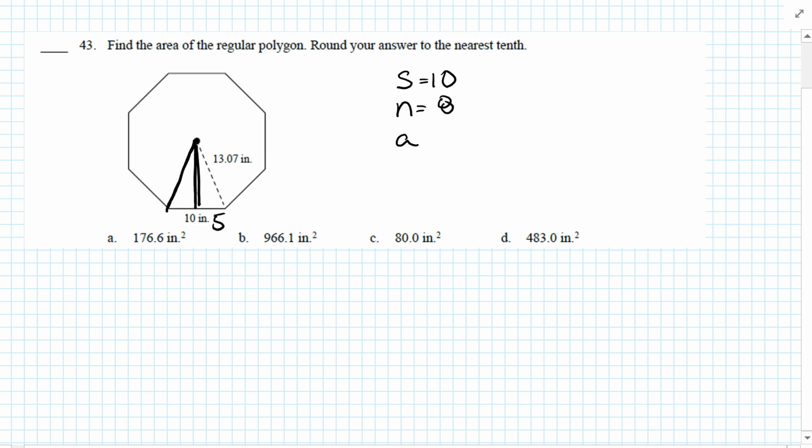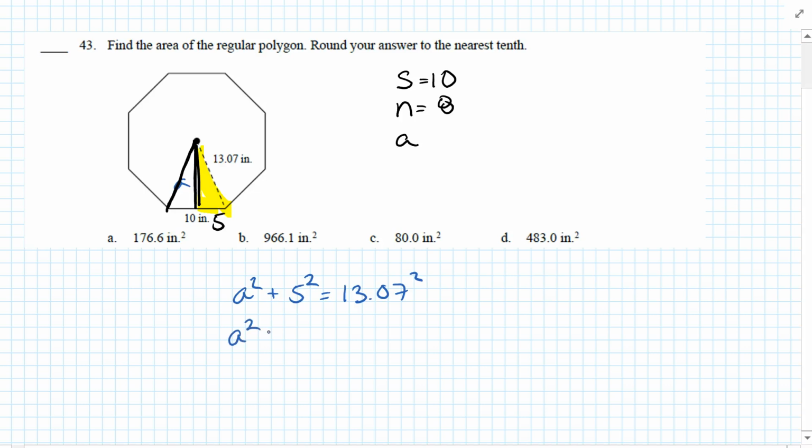What's the base of that? 5. So there's a couple of different ways I could attack this. I've got to find the apothem. I can make a small triangle right here. That'll give me the apothem. And here's the cool thing about it. I can use Pythagorean theorem for the apothem. So the apothem squared plus 5 squared must equal 13.07 squared.